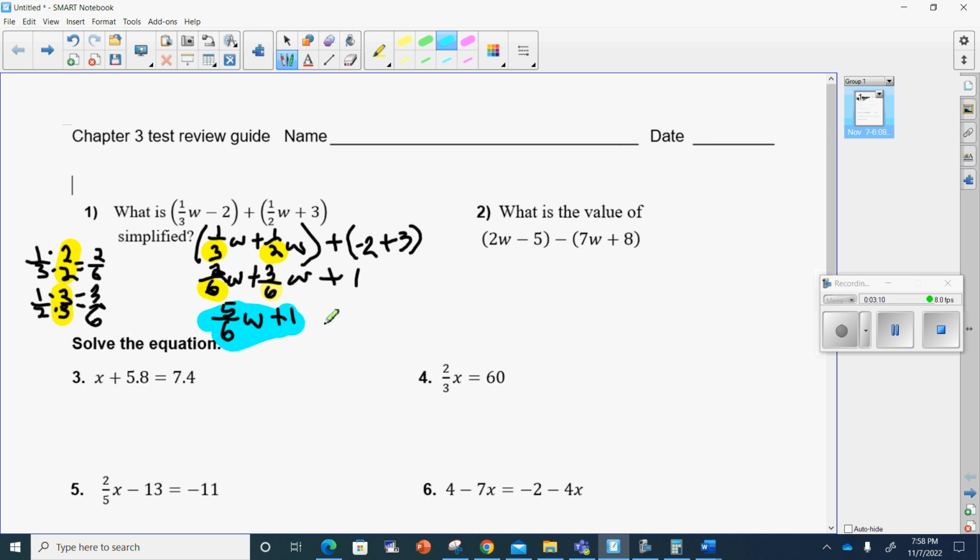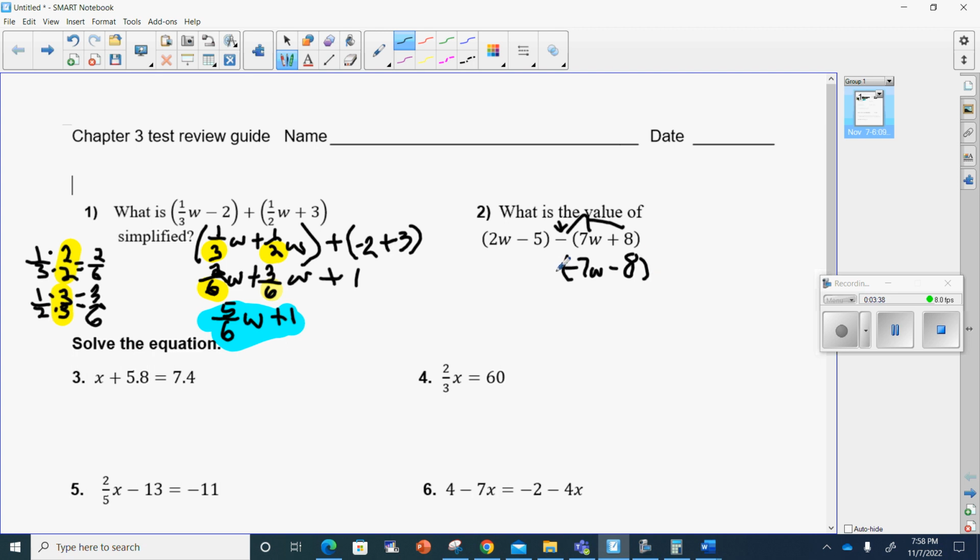Okay. Now I'm going to go on to number 2. Number 2 says, what is the value of this? Well, this is going to be different. Because it's negative right here, I have to multiply it to everything inside of here. So this turns to a -7W. And then a negative times a positive 8 will be a -8. All my signs turn to the opposite sign.